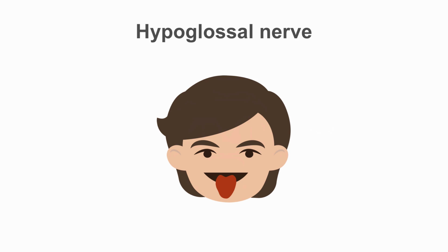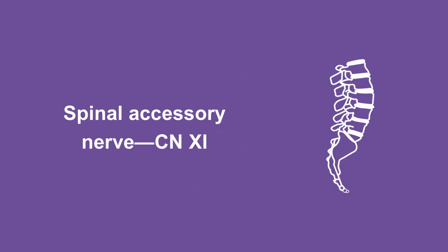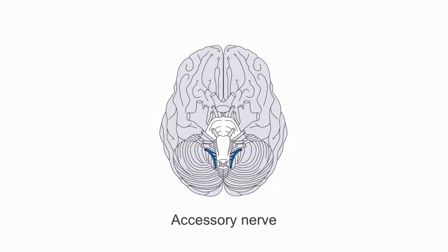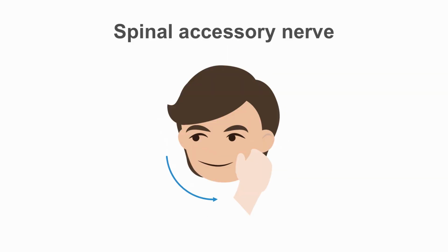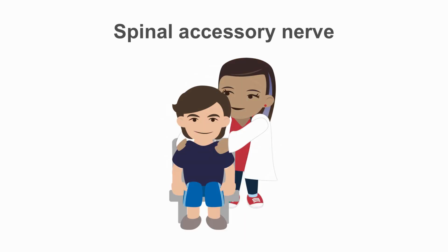The hypoglossal nerve innervates the muscles of the tongue. Testing of this cranial nerve involves testing tongue strength and observing for deviation when the tongue is protruded. The last nerve to test is cranial nerve 11, the spinal accessory nerve. This nerve is tested by having the patient turn their head into your hand held at the cheek and shrugging the shoulders up against resistance.